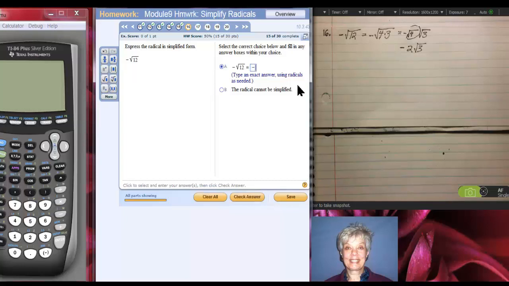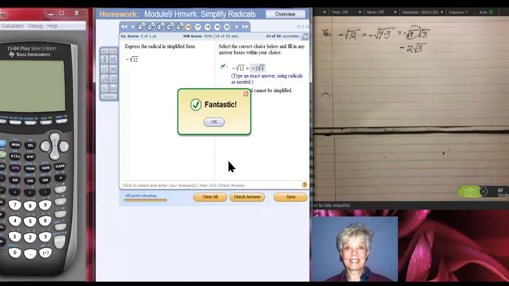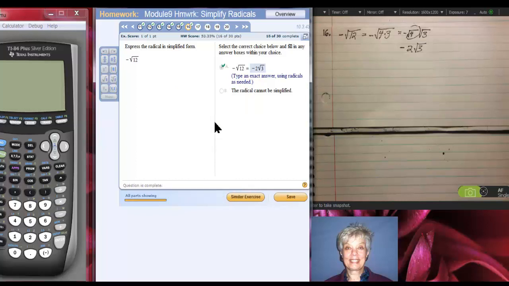So let's see, negative 2 square root 3. Check answer. Okay.